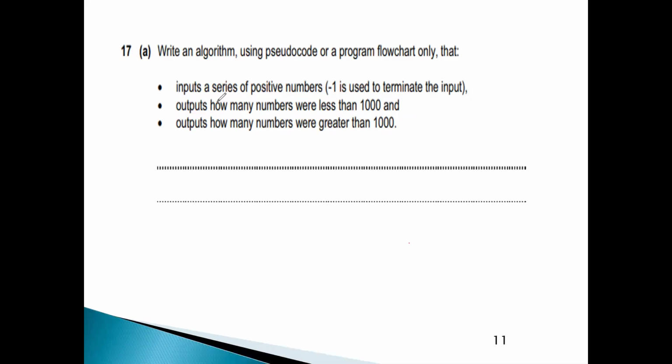Basically, the requirement is to output how many numbers were less than 1,000. For this purpose, you will put a condition. And output how many numbers were greater than 1,000, again you will put a condition here. But you have to input many positive numbers. We don't know the range. Remember, this kind of program cannot be made using a for loop, because in a for loop, you must have a range. Here, the range is not given. Is there any range given?